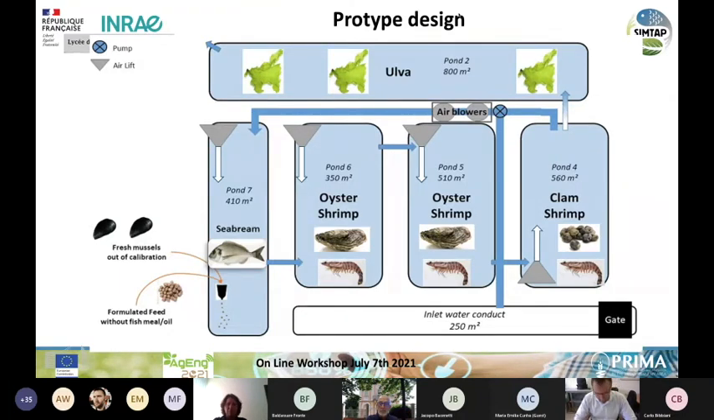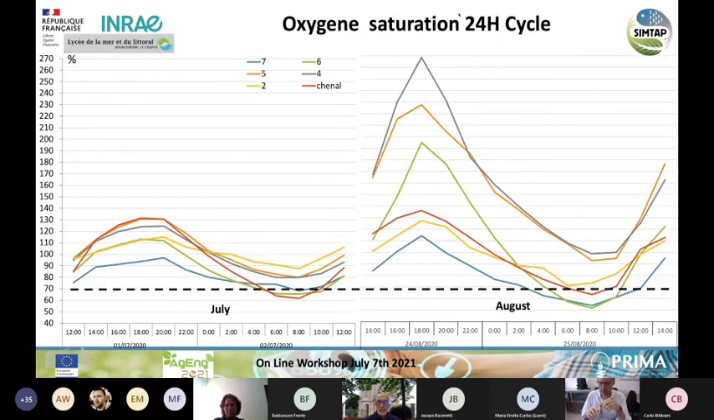An air blower was settled in each fish or shrimp pond. The growing period was from May to October 2020. During the experiment, we also made control of the quality of the water. Here you have, as an example, the oxygen saturation on control of a 24-hour cycle.